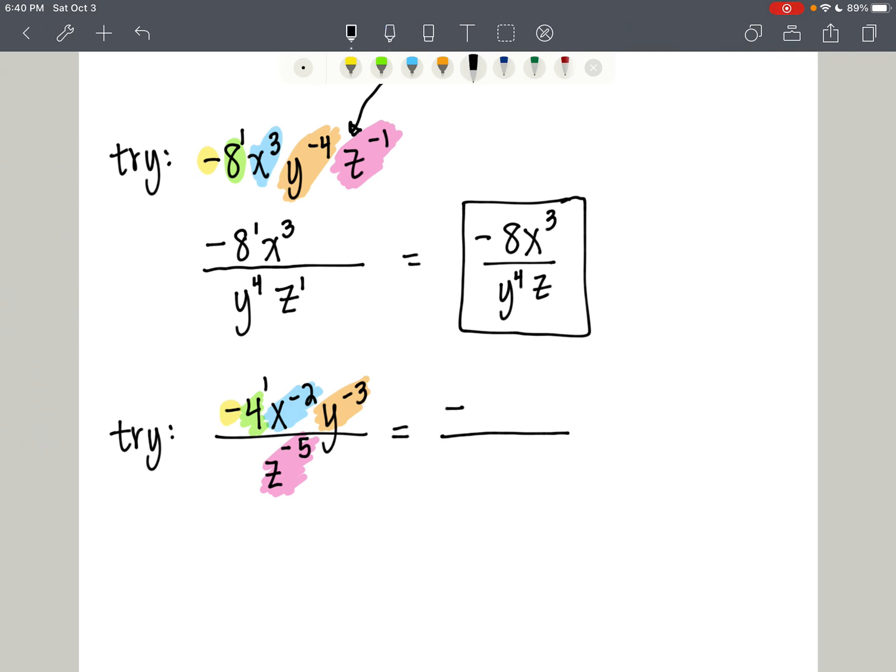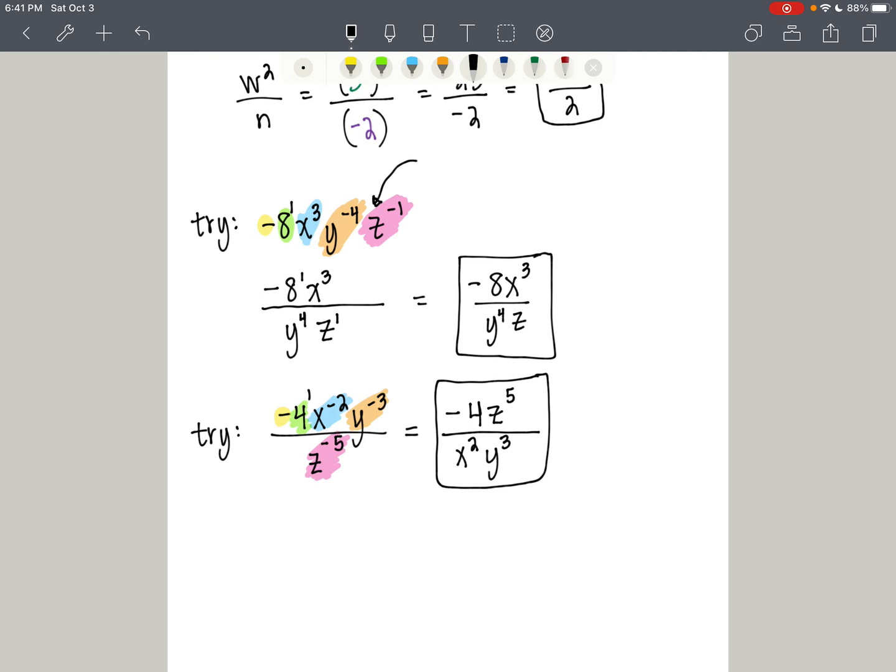So our negative stays in the numerator. 4 to the first stays because the first power is a positive. X to the -2 needed to be moved down to the denominator. Y to the -3 needed to be moved down to the denominator and become +3. And z to the -5 needed to change its position. It went to the numerator to become a +5 for the exponent. So our answer is -4 z to the 5th over x squared y cubed in the denominator. Don't know if I said times or divided by, but it's definitely divided by.